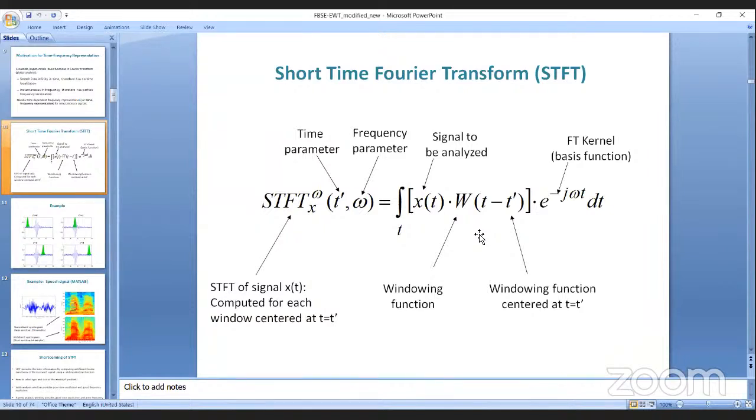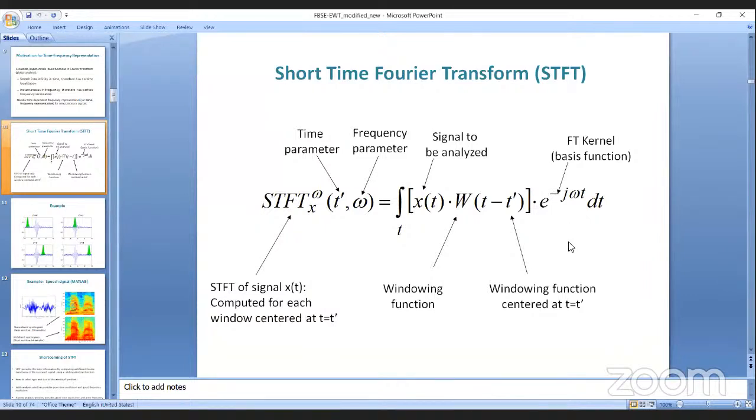Then with different t dash, you can have the frequency information, or the spectral components, for the entire signal from the beginning to the end, from 0 to infinity theoretically. So here you can see there are two parameters. t dash is shifting in time, and the omega parameter helps us shift in frequency. With the help of this window and this Fourier transform kernel, we are able to cover different areas in the time frequency domain.